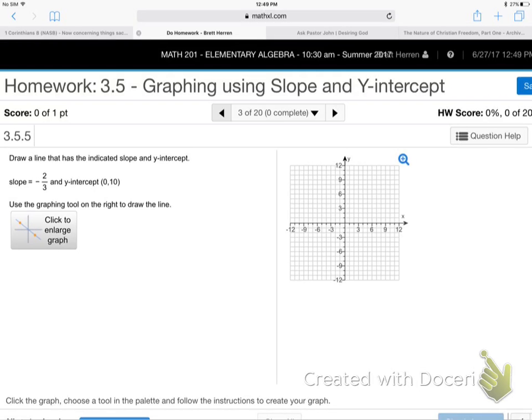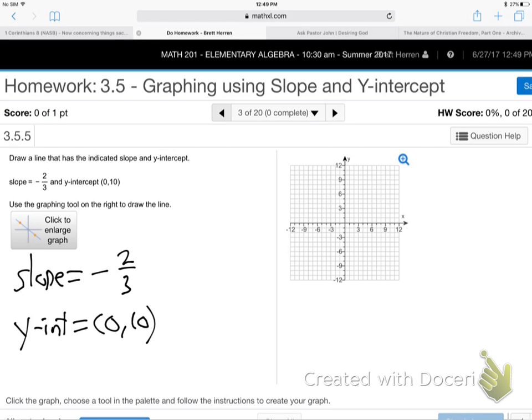Okay, so try that one. So we've got slope -2/3, y-intercept 0, 10. So try that one.